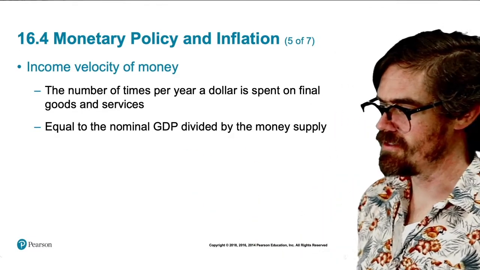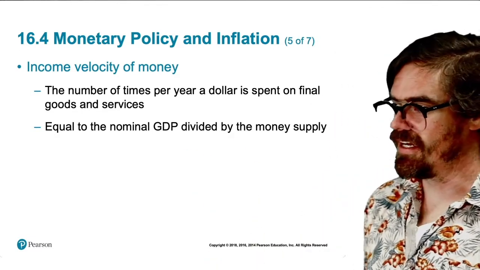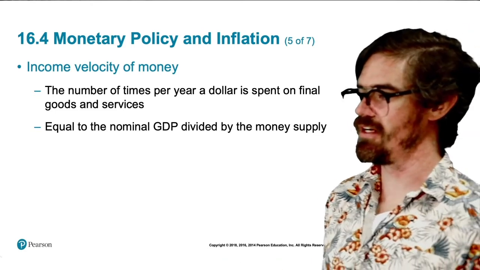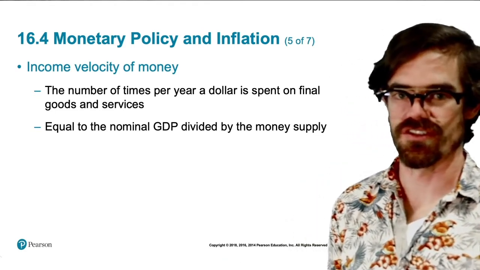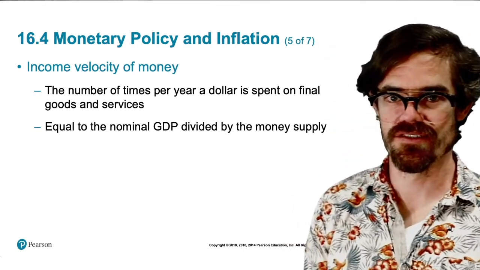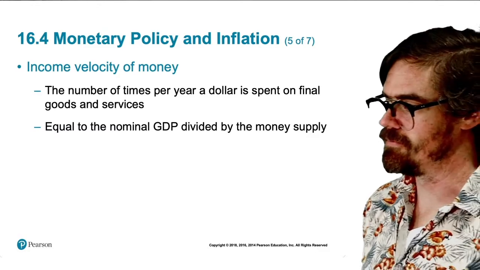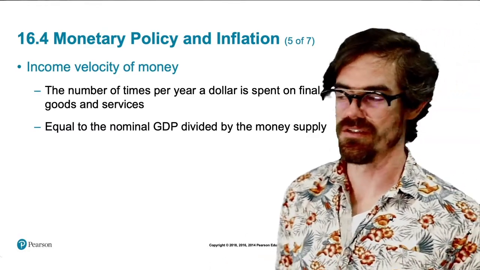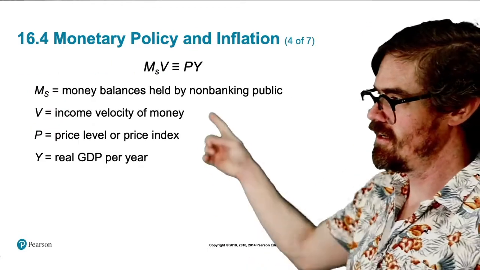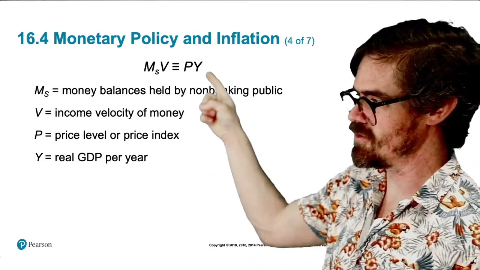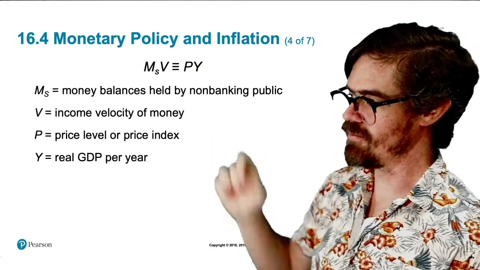I already described this, but if you want to see it again, income velocity of money is the number of times per year a dollar is spent on final goods and services. It's equal to nominal GDP divided by the money supply. Nominal GDP, as it turns out, is the price level times real GDP. So going back here, if we want to solve for V, we just take nominal GDP, which is P times Y, and divide it by the money supply.